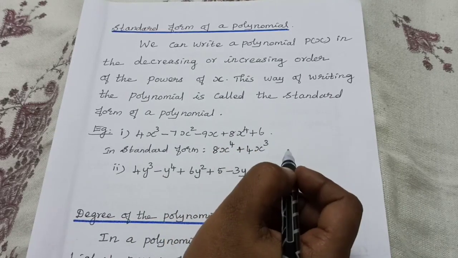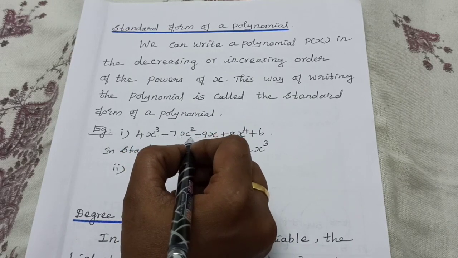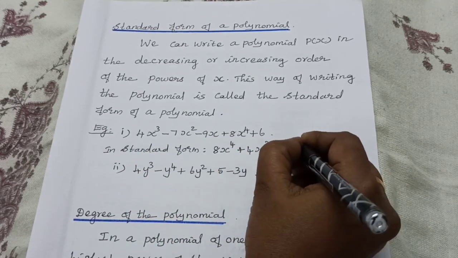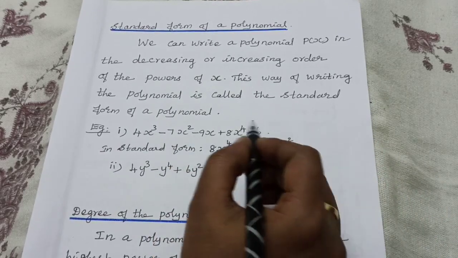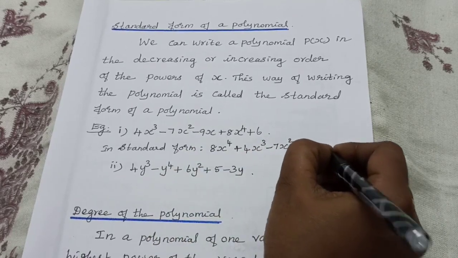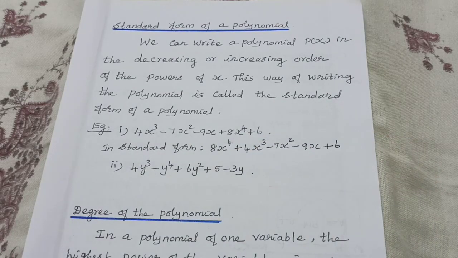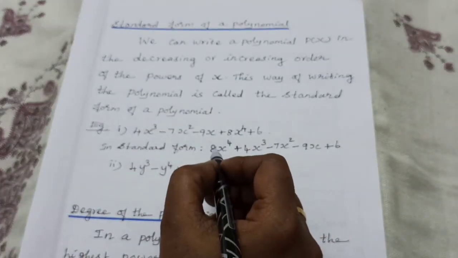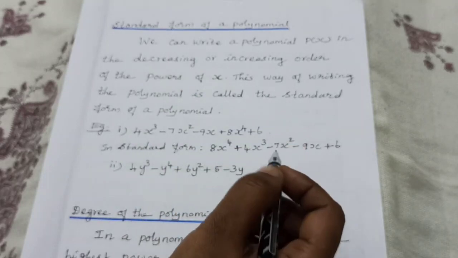Then after x cube, x square will come, isn't it? The x square term is minus 7x square. Write that minus 7x square. Then after x square, x power 1, that term is minus 9x, plus the constant, which you should write last. This is the decreasing or descending power of x. Have you understood?